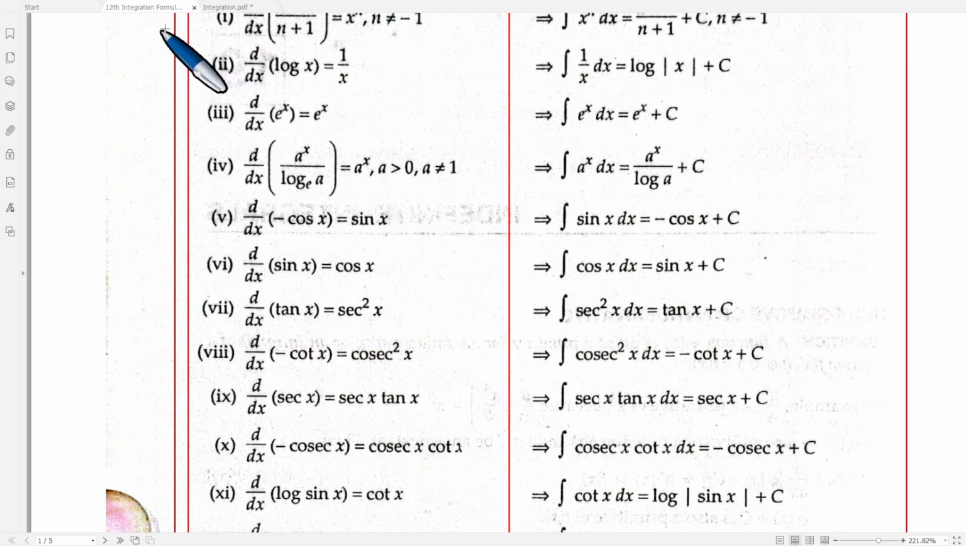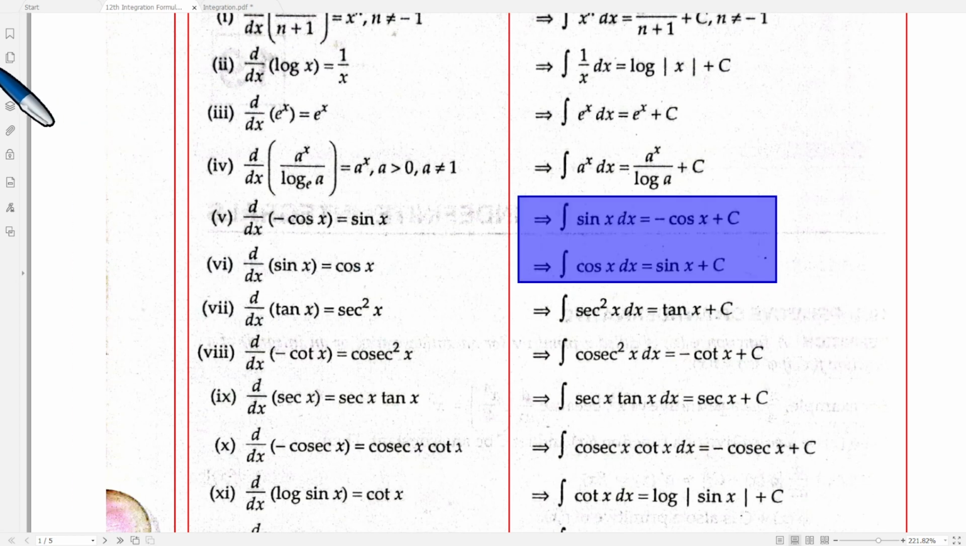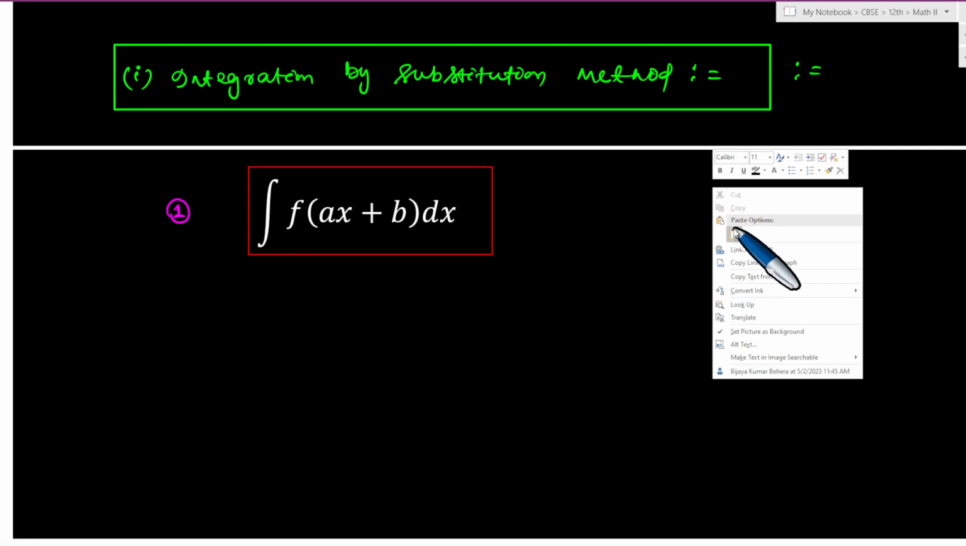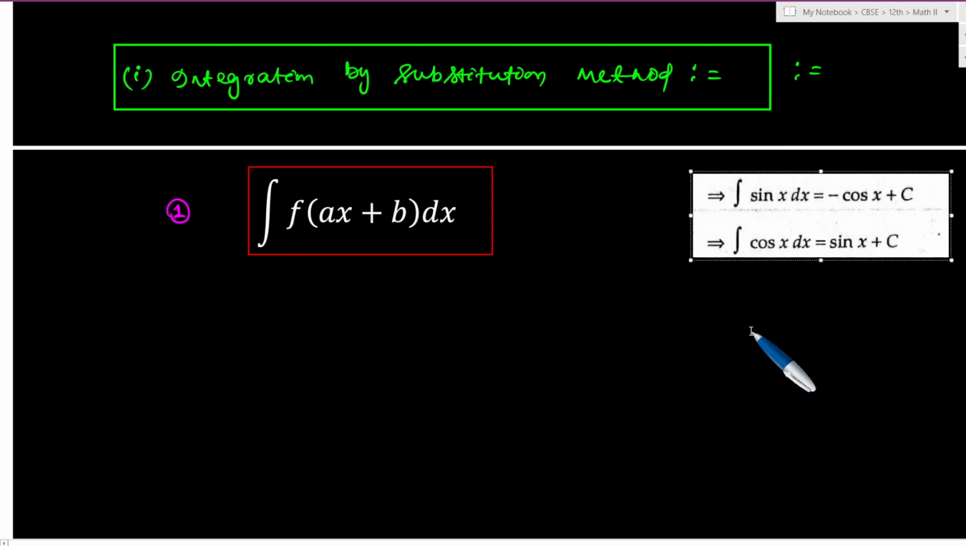We know that, this is the formula I am using. Integration of this formula. Using this formula, I will solve some questions. This is one type of form. If questions arise in this form, how do we approach this type of question?